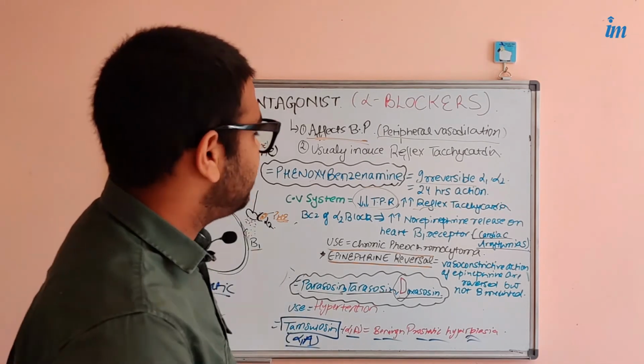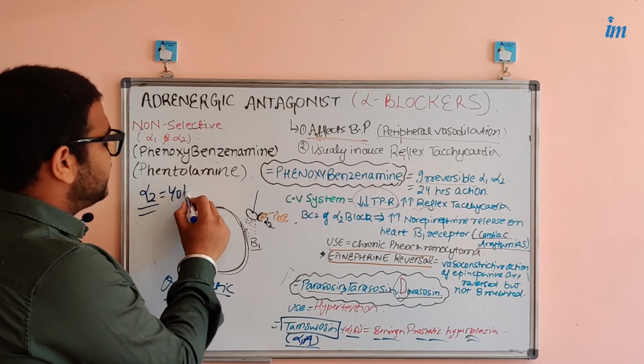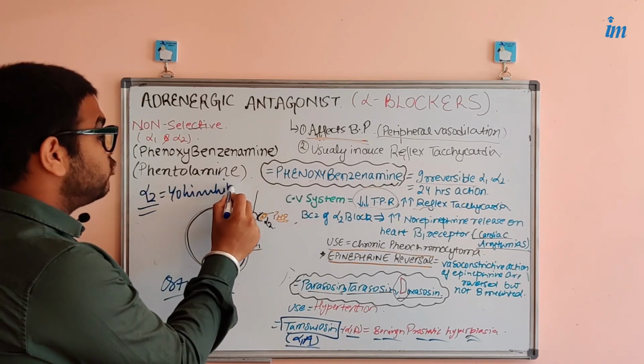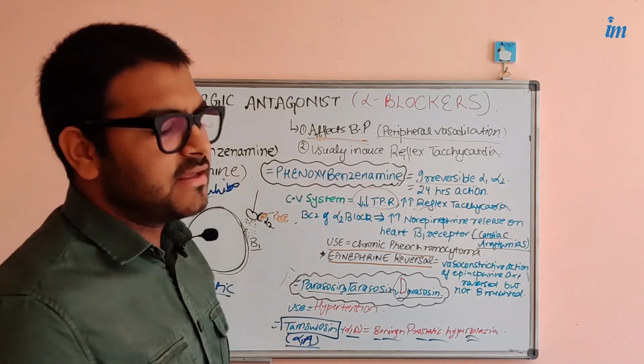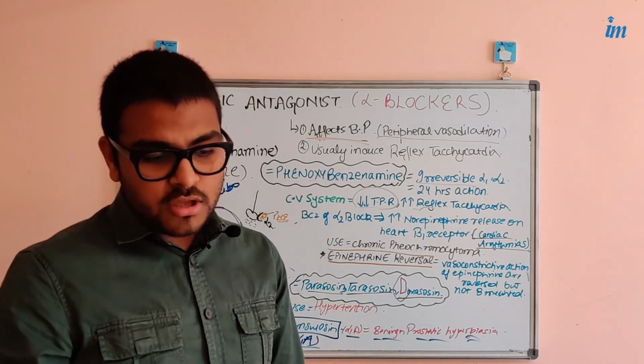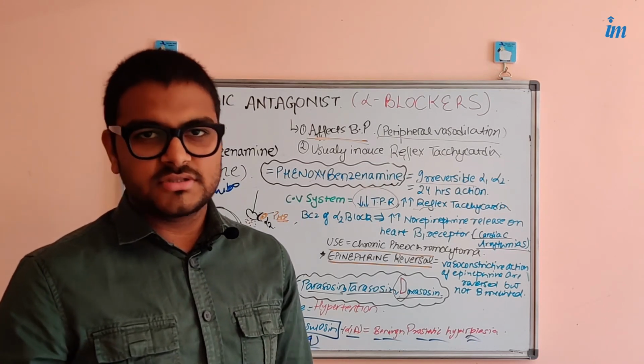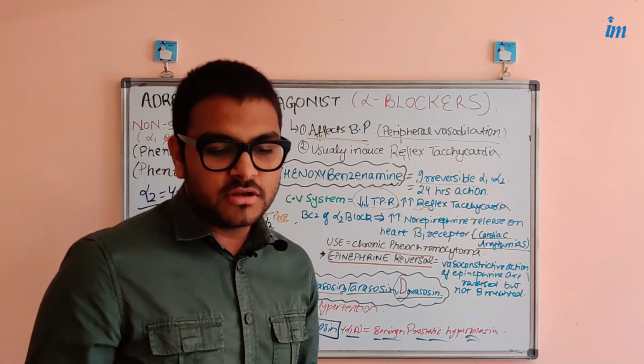Okay, then we have the alpha 2 blocker. Remember, yohimbine is the name. This alpha 2 blocker mainly acts on the central nervous system. It doesn't have many uses as of now, but it is used for the treatment of erectile dysfunction and sexual dysfunction. Just remember it, that is enough for solving the questions.